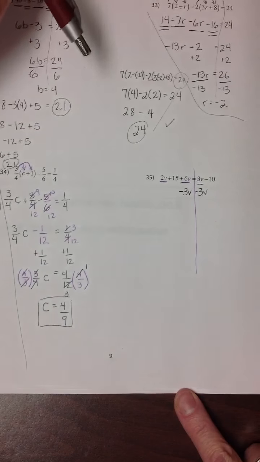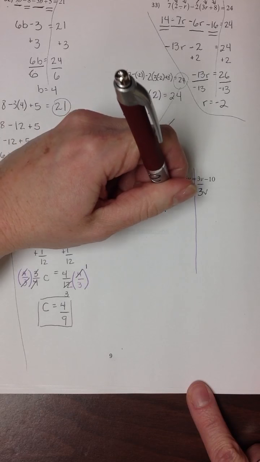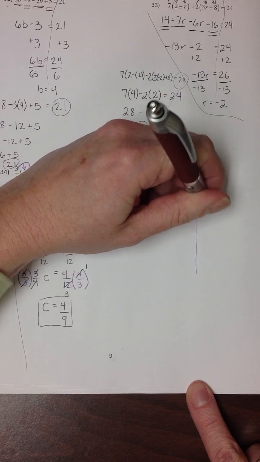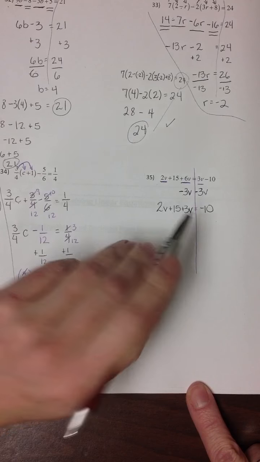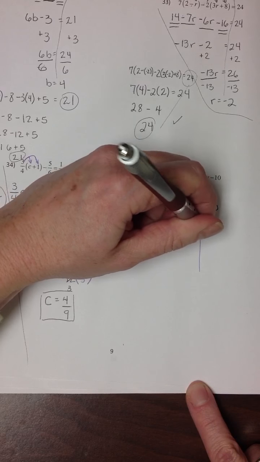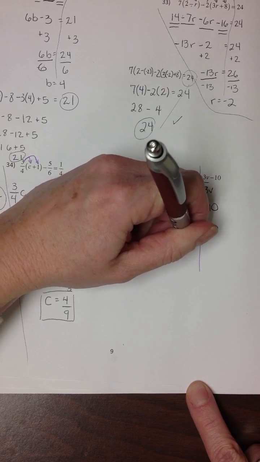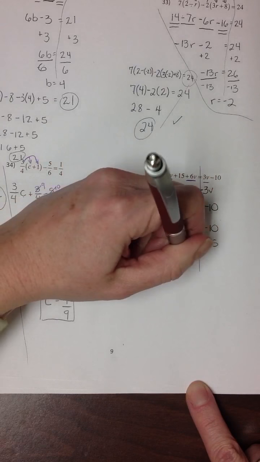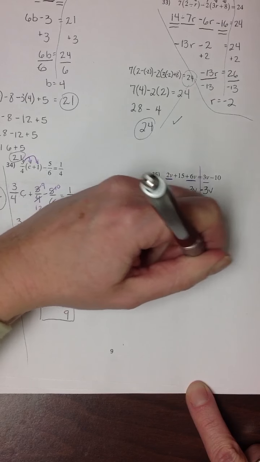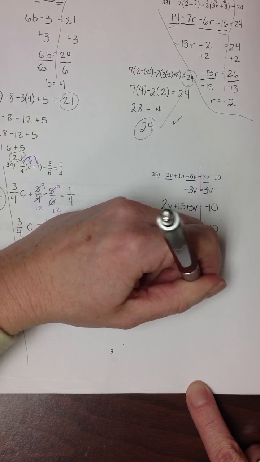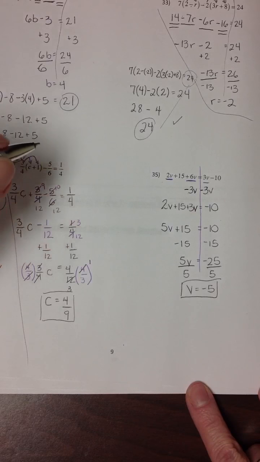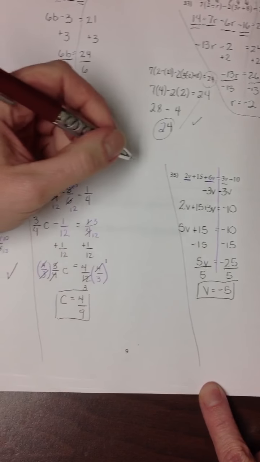I'm still keeping this equation equal. So that's going to leave me with 2v plus 15 plus 3v equaling a negative 10. Combining the 2v and the 3v, I'll get 5v plus 15 equals negative 10. Subtracting 15 from both sides will give me 5v equals negative 25, and dividing both sides by 5, v equals negative 5. Once again, I want to always check to make sure that I've solved this correctly.